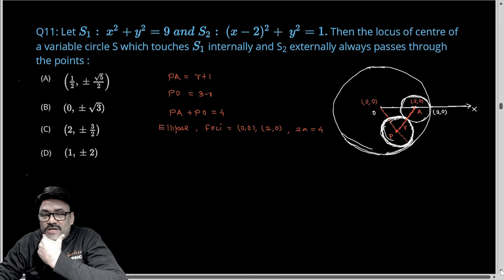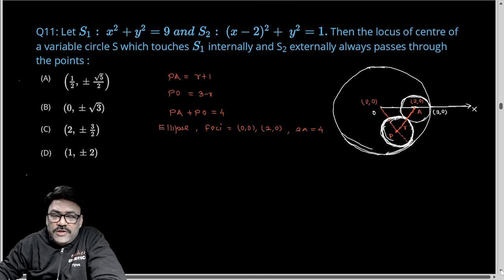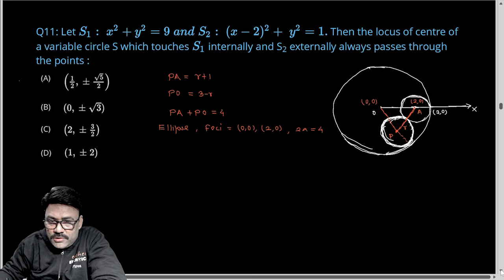Whenever a point moves in such a way that the sum of its distances from two fixed points remains constant, then the locus of the moving point is an ellipse. The two fixed points are the foci of the ellipse, and the length of the major axis is this constant sum. Obviously, this constant sum must be greater than the distance between the fixed points. So now I know that the locus of P is an ellipse.